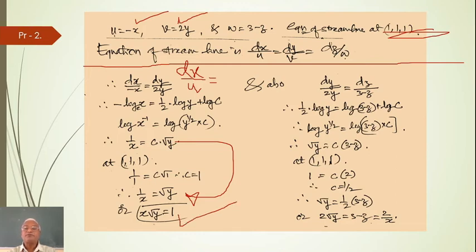Okay. Now the second part, dy by v is equal to dz by w. If I substitute and simplify, I will be getting 2 root y is equal to 3 minus z, and that's equal to 2 by x. So that completes finding out the equations for streamlines.